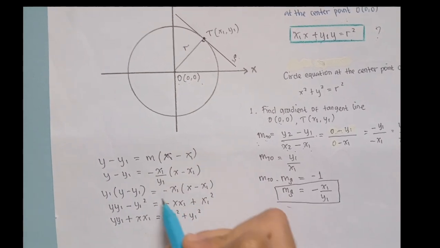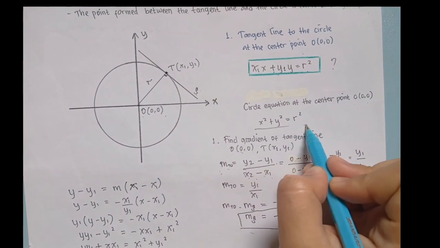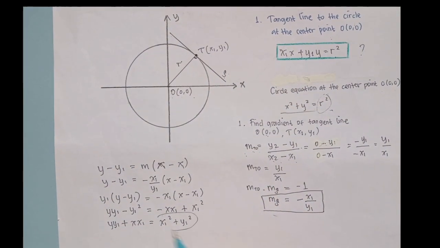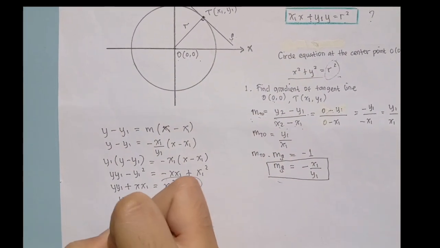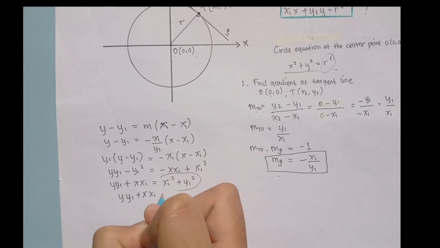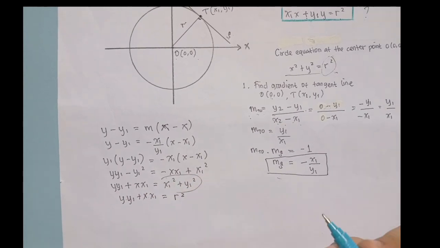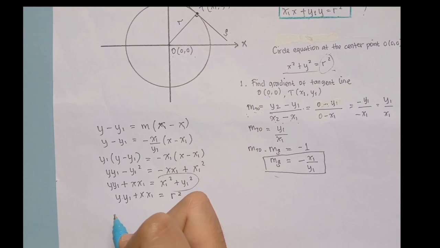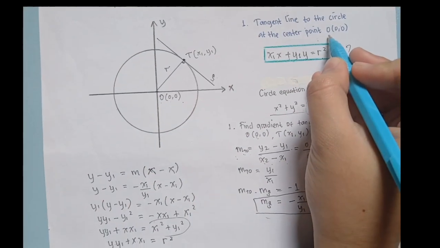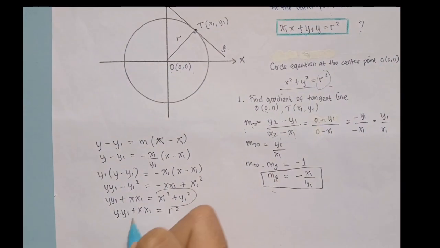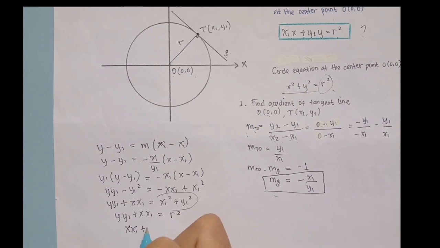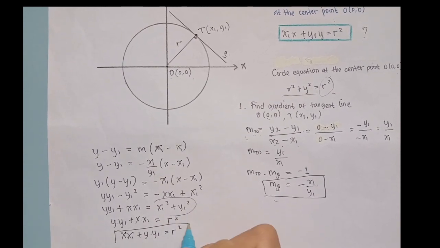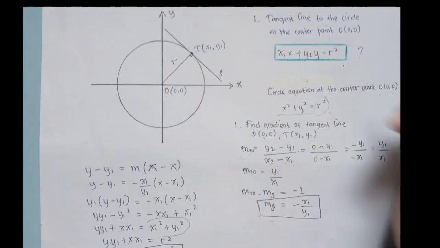We know this is equal to the circle equation, so we can substitute r squared. So y times y1 plus x times x1 is equal to r squared. So we can find the equation for the tangent line to the circle with center point O(0, 0): x times x1 plus y times y1 is equal to r squared.